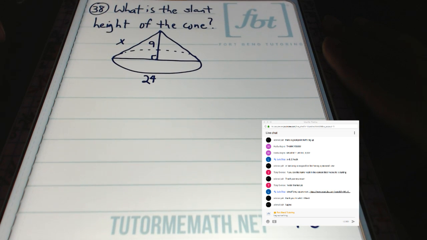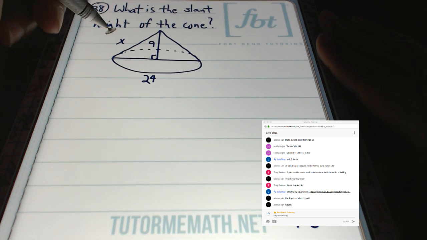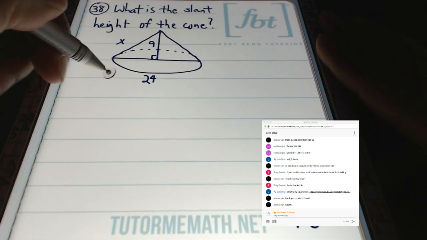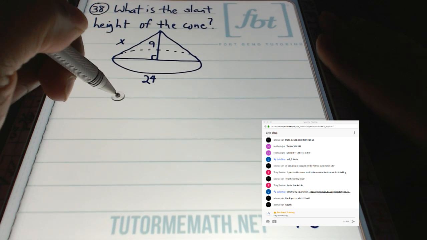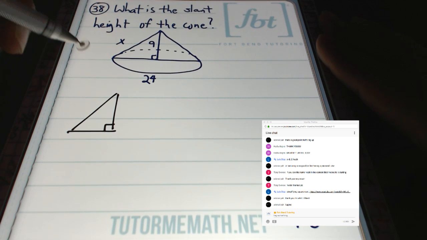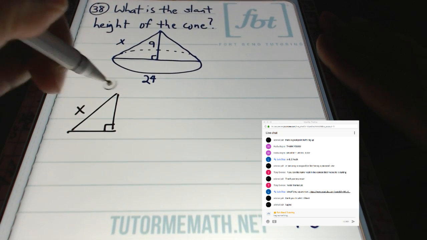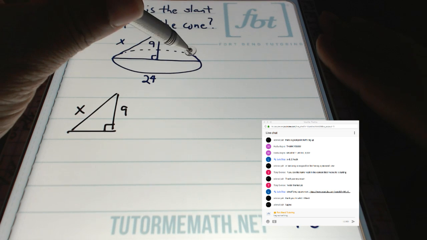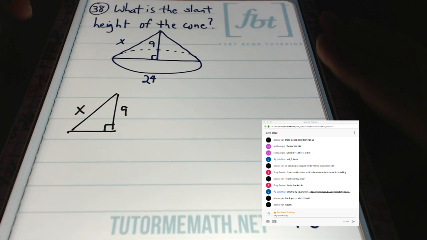So for problem number 38, it says, what is the slant height of the cone? The slant height that they're referring to, guys, is where this value of x is. This line right here. So you can just look at this diagram and only focus on the right triangle that you'll find right here, because it is labeled as X, the height is 9, and because we're dealing with a cone and it's a 90-degree angle, that confirms that it's hitting the center of this right cone here.